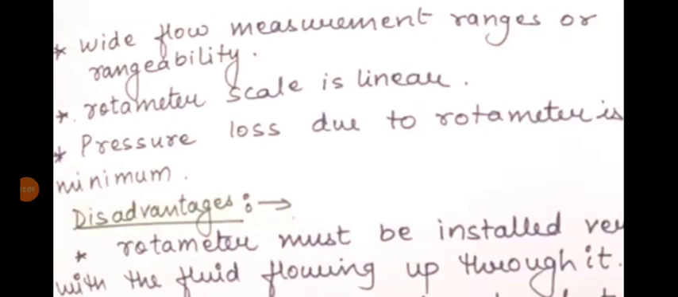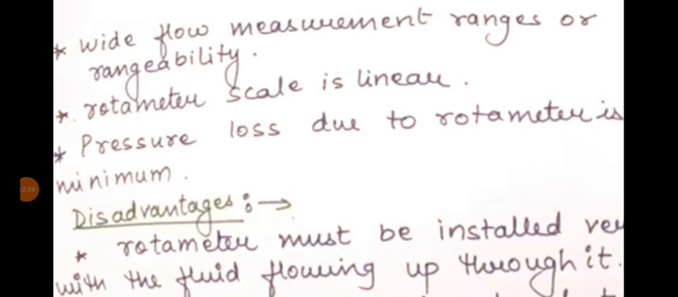Another advantage is the wide flow measurement range, or rangeability. The rotameter scale is also linear, so we are not using any non-linear scale. Because the rotameter scale is linear, it is widely used in flow measurement.